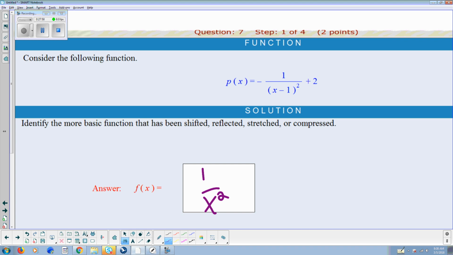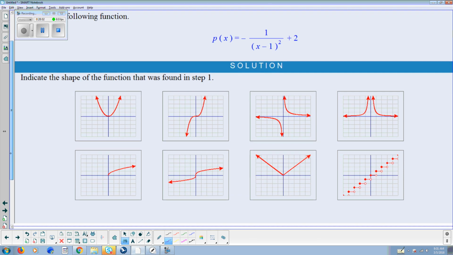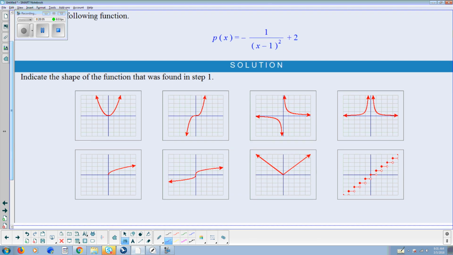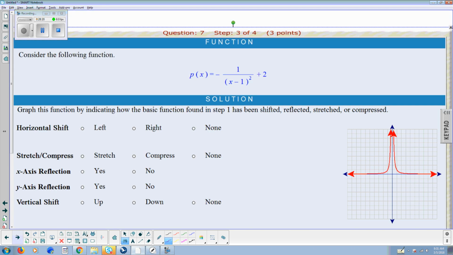So part 2 is going to ask me to identify the shape. Which one of these is 1 over x squared? Top right, here it is. Oh goodness, what happened? Okay, we're still plugging in. We should be good. We're at 28 minutes and counting on our video. Oh my goodness. It's going to take forever to upload. Okay, there's the graph.